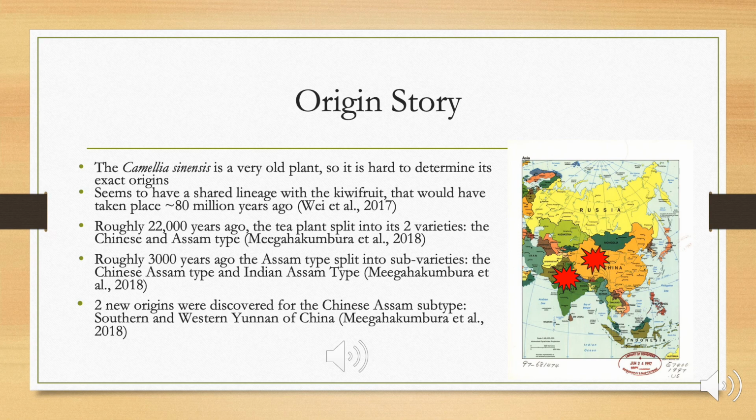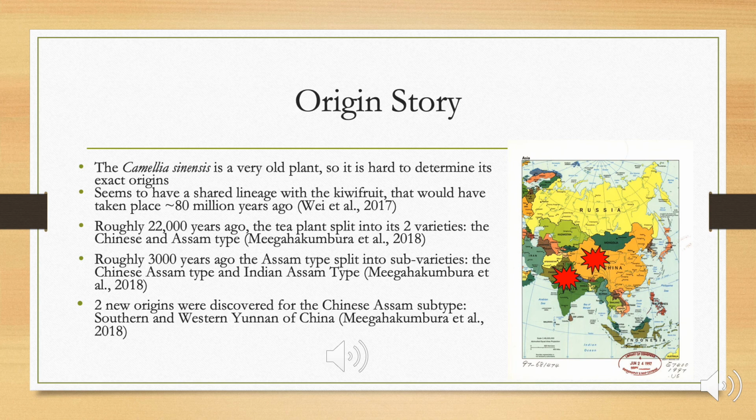First, we will discuss the origin of the Camellia sinensis. The Camellia sinensis is a very old plant. Researchers have struggled to determine its exact origins. A study conducted by Wei et al. found that the plant shared a lineage with the kiwi fruit that would have taken place around 80 million years ago. A more recent study has found that the tea plant split into its two varieties, the Chinese and Assam type, around 22,000 years ago.